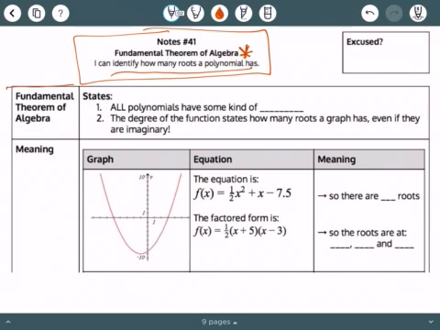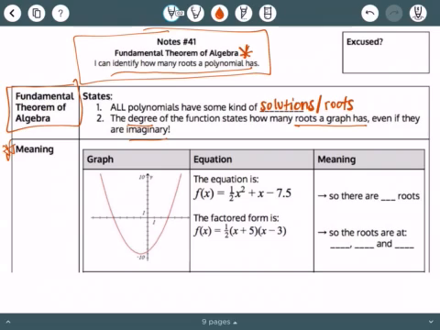The fundamental theorem of algebra states that all polynomials have some kind of solutions. Remember that the other word that we typically use to describe this is roots. It also says, and this is where we're going to focus today, the degree of the function states how many roots a graph has, even if they're imaginary. We'll get to the imaginary parts in a second. Let's just look at the basic meaning.